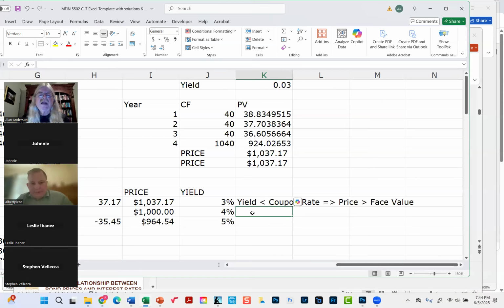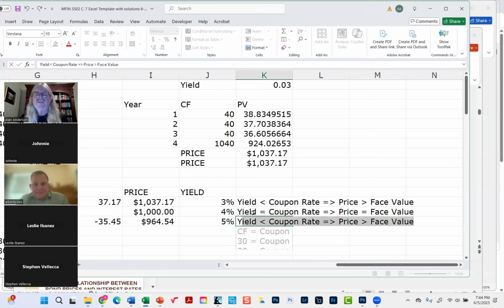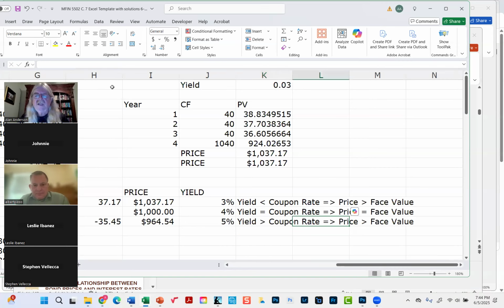When the yield is exactly equal to the coupon rate, that implies that the bond's price will exactly match the face value. And finally, when the yield is greater, then the coupon rate, the price is now less than the face value.